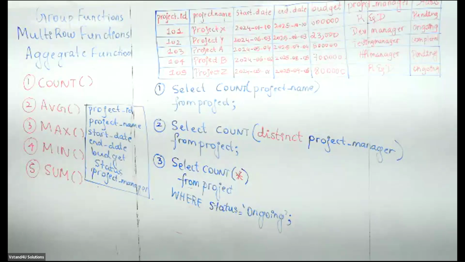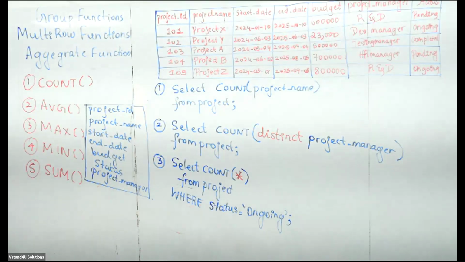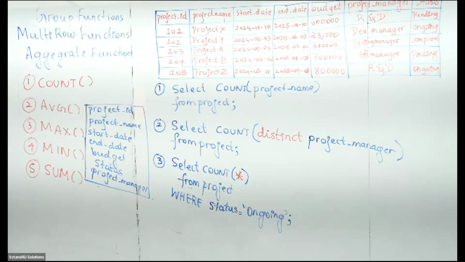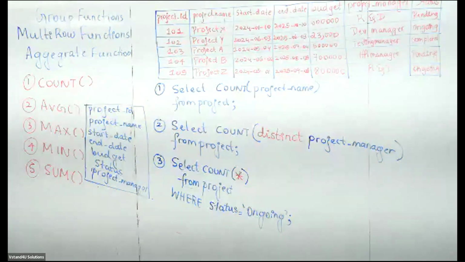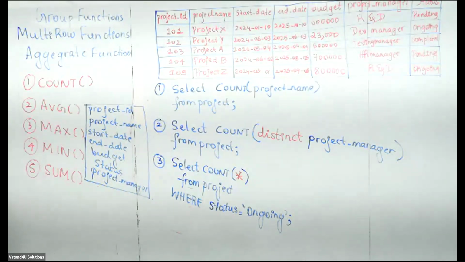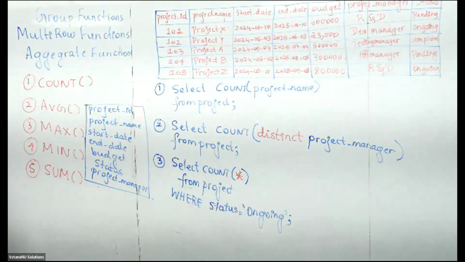Write a query to find the total budget allocated for all projects in the project table, and display the output as total budget.